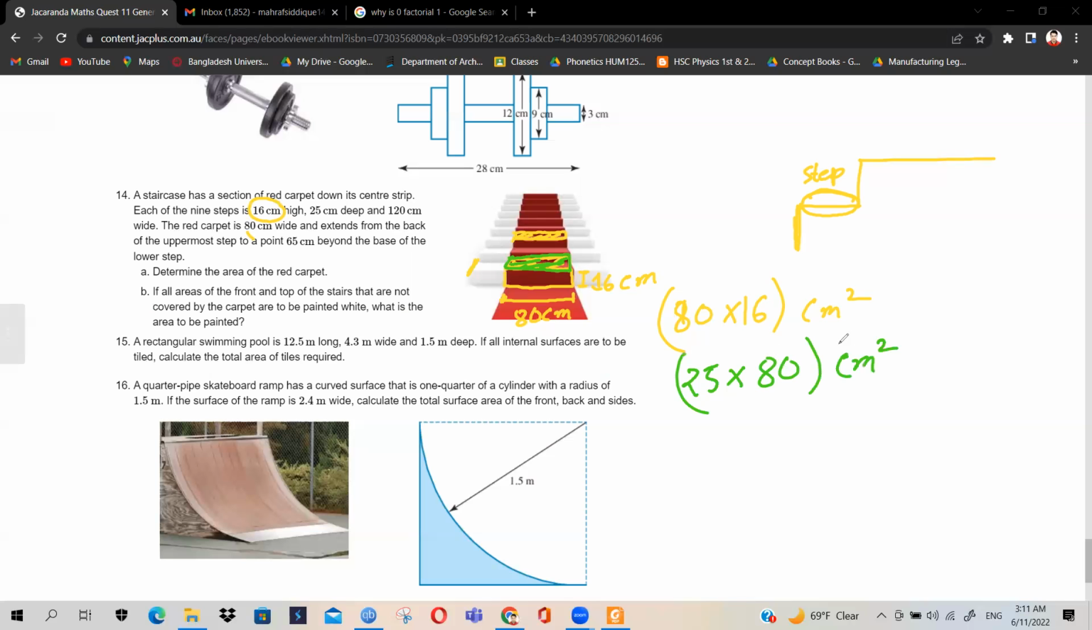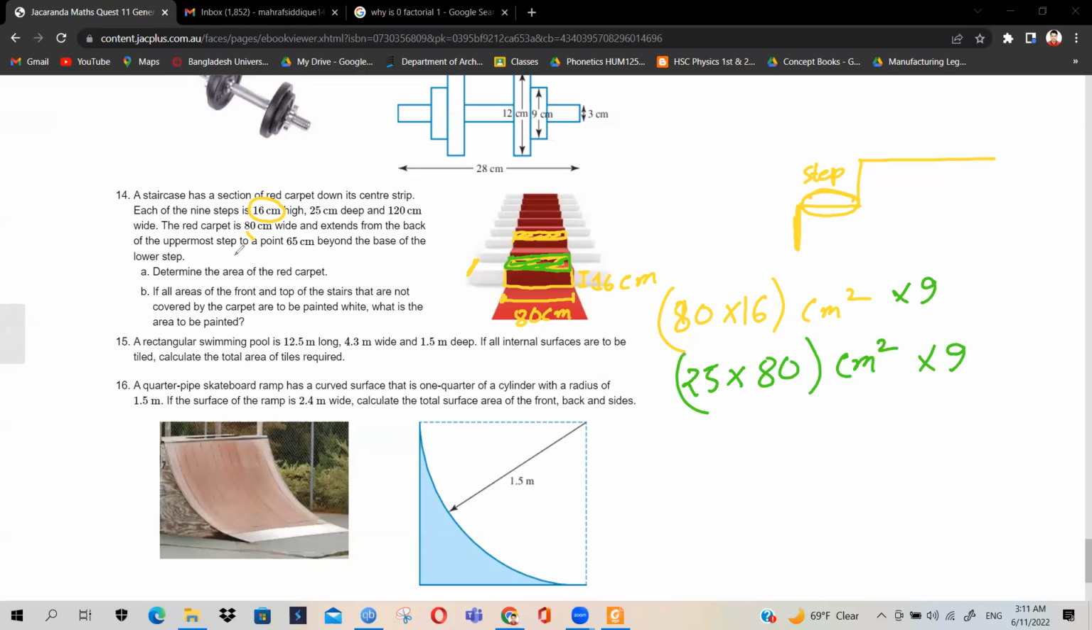Okay, fine. So far, so good. There is no difficulty up until now. Now, the problem is that there are 9 stairs. So that means these will be multiplied by 9 and these will be multiplied by 9 as well.